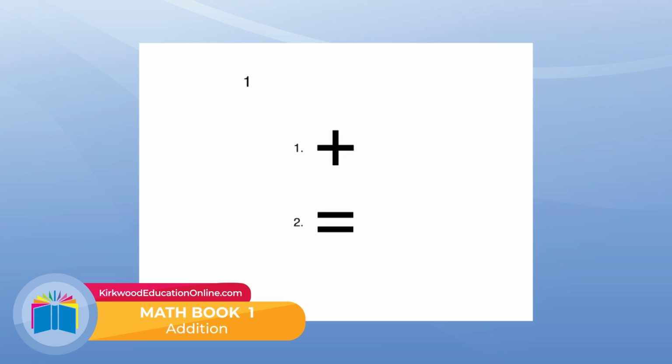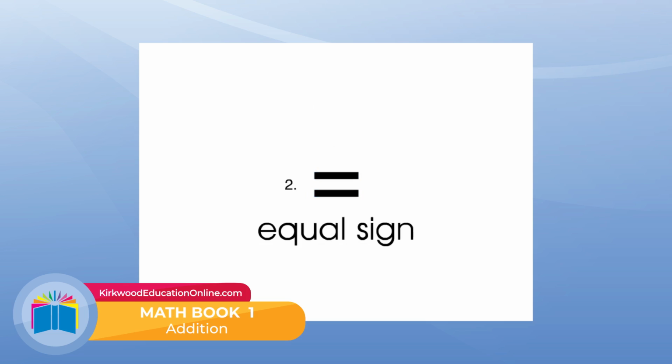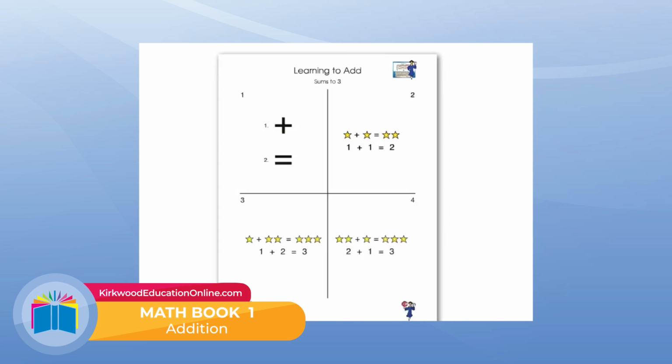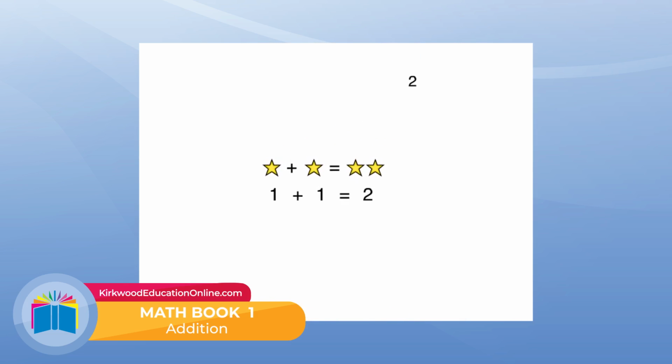Now the next sign is the equal sign. That's next to the number 2. You see two flat lines, one on top of the other. That's called an equal sign. Please say equal sign. Look at it and say it again. Equal sign. Now please look at the equation on your computer screen and in square number 2 in your workbook.